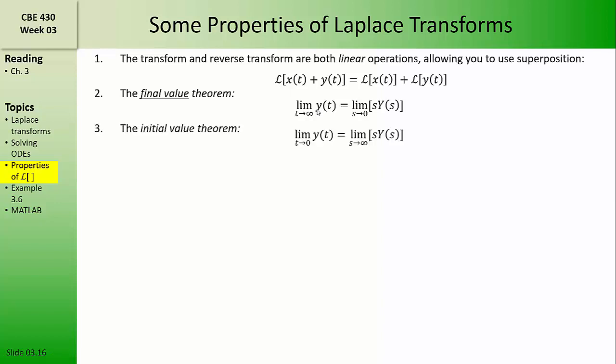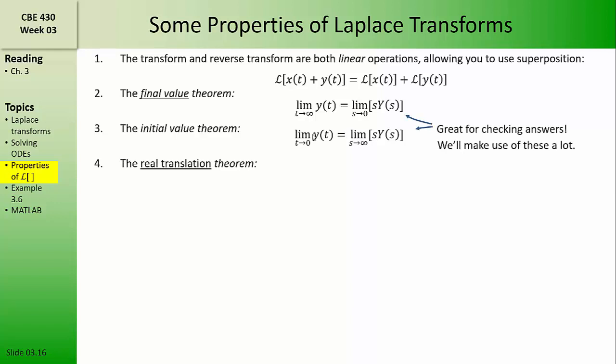A corollary to that is the initial value theorem, which says that if y has a limit as t approaches 0, then that limit is equal to the limit of s y of s as s approaches infinity. This can easily be used to check the solution when finding inverse Laplace transforms. If these two limits don't match, then you likely committed an error when inverting a Laplace transform. So we'll make use of these a lot to check answers.